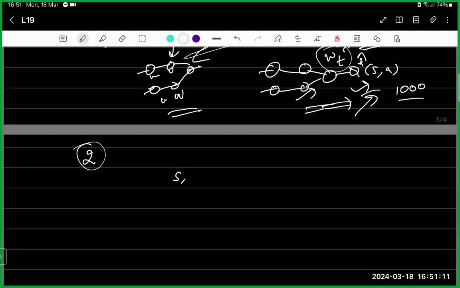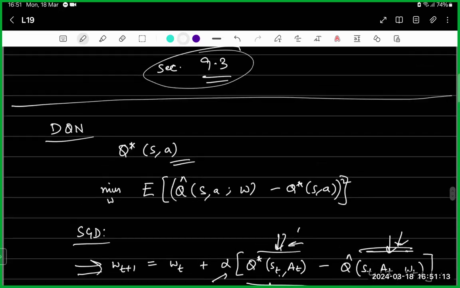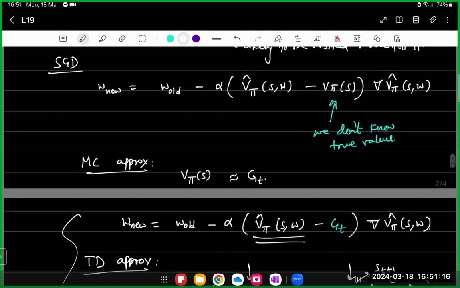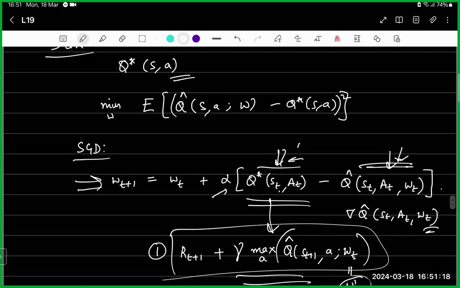So this SGD you are doing for some state-action pair S_t, A_t right now. In the next step, you will do it for some other state-action pair, S_{t+1}, A_{t+1}. If the state-action pairs you are choosing are chosen IID across time, that is, you choose some arbitrary state-action pair right now, and in the next time step you choose another arbitrary state-action pair, and you keep doing this, then SGD is known to converge.